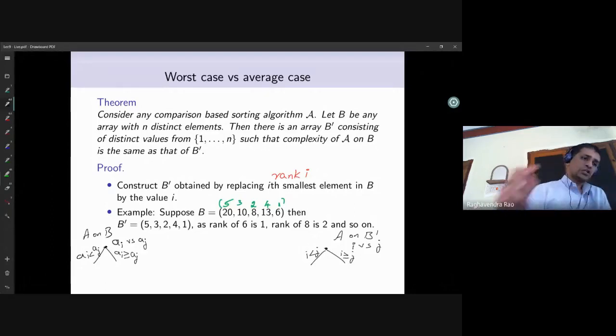Now by the construction, AI is less than AJ if and only if I is less than J. That is, the element of rank I is less than the element of rank J if and only if I is less than J. Remember that elements are distinct, right? So you take a left branch on B if and only if you take a left branch on B prime. You take a right branch on B if and only if you take a right branch on B prime. So once the first path is fixed, the subsequent comparisons give the same result, right? So the outcome is going to be the same.